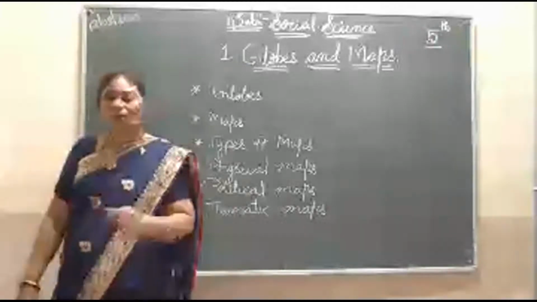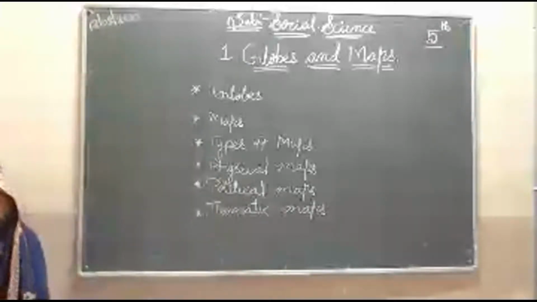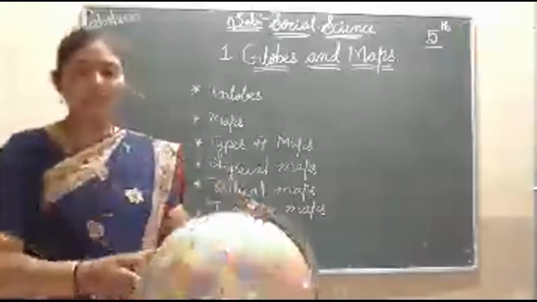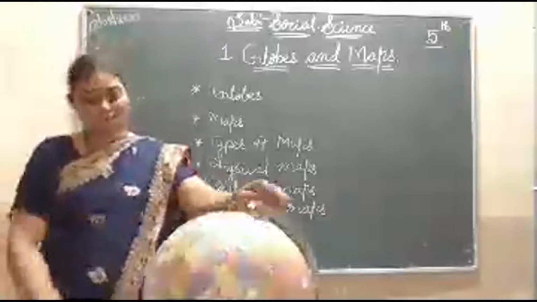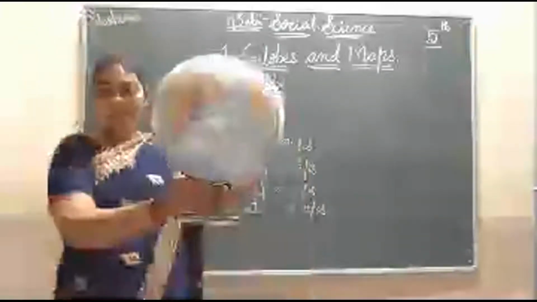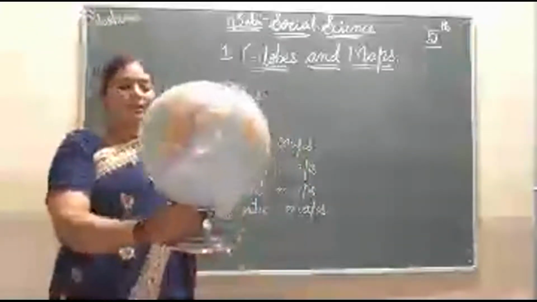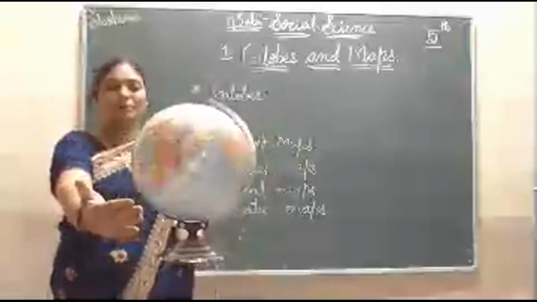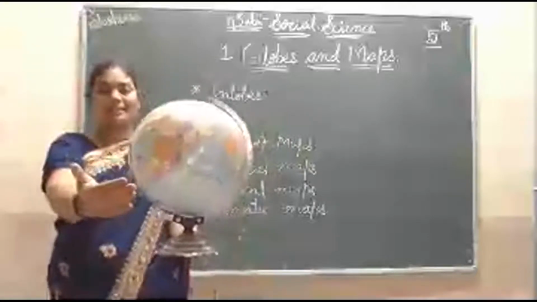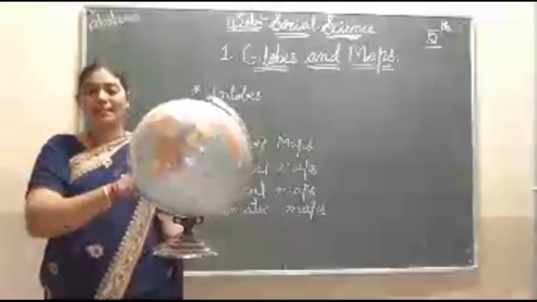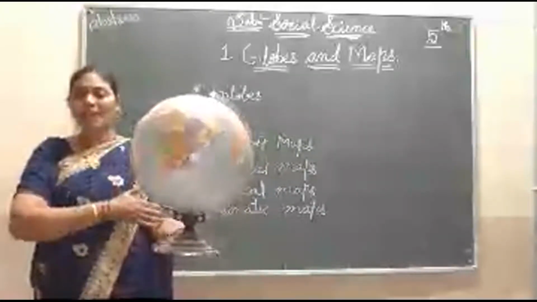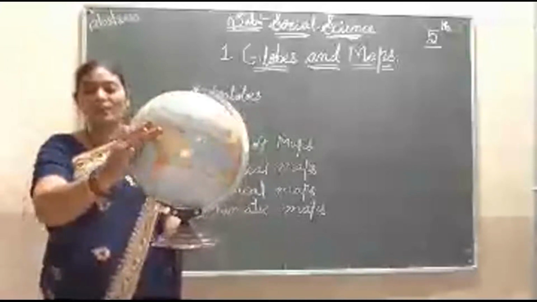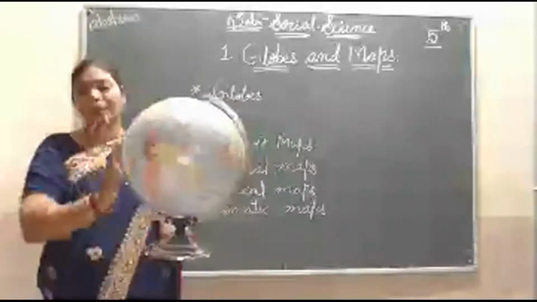So I will show you the globe, how it is. This is the globe. I put it like this. This part of the globe you can see nicely, but you can't see the back side. But I can see because I am standing here. If you want to see this side, you have to rotate it slowly. Then you can see properly.